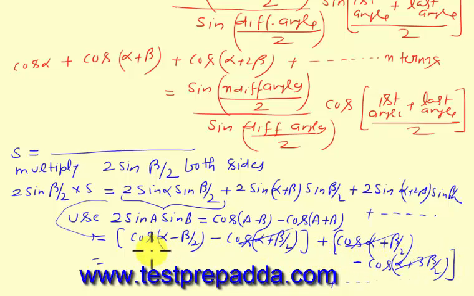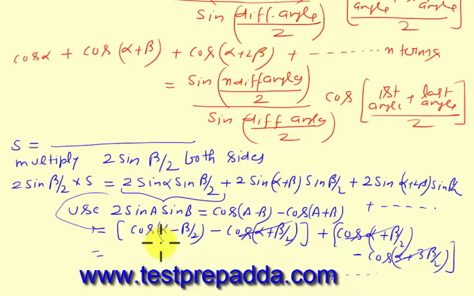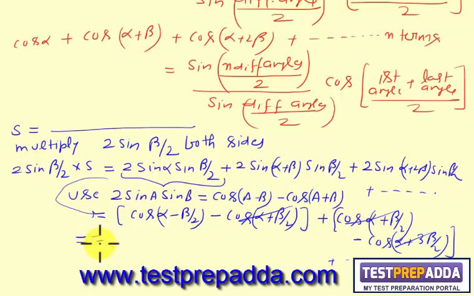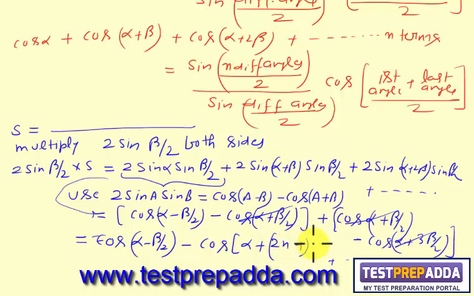At the end, the result which we get here is cos (alpha minus beta)/2 minus cos (alpha plus (2n minus 1) beta)/2.